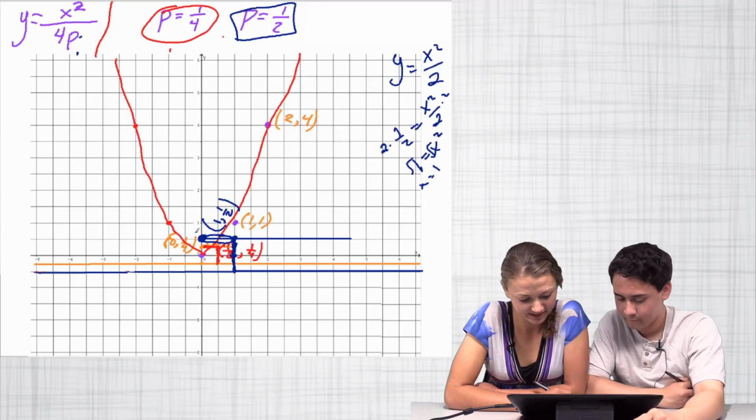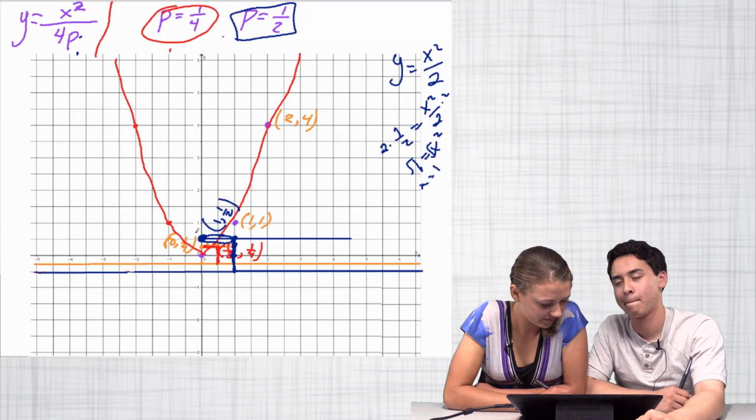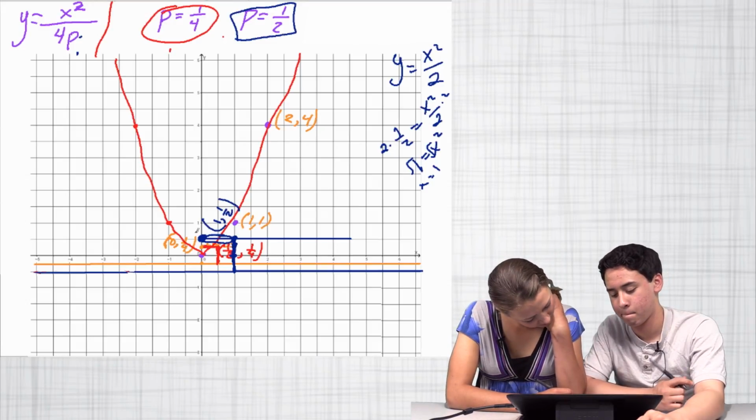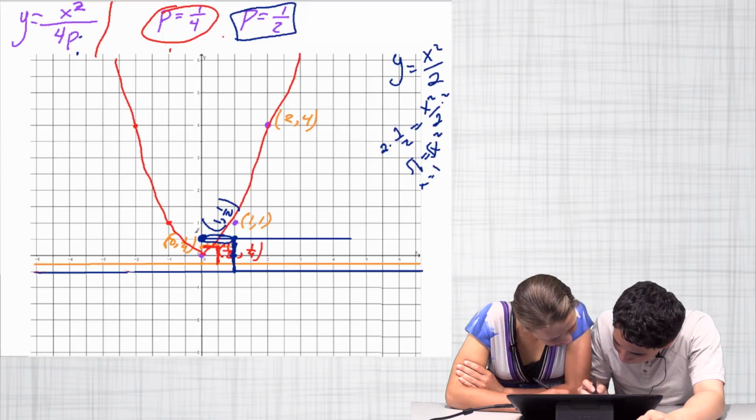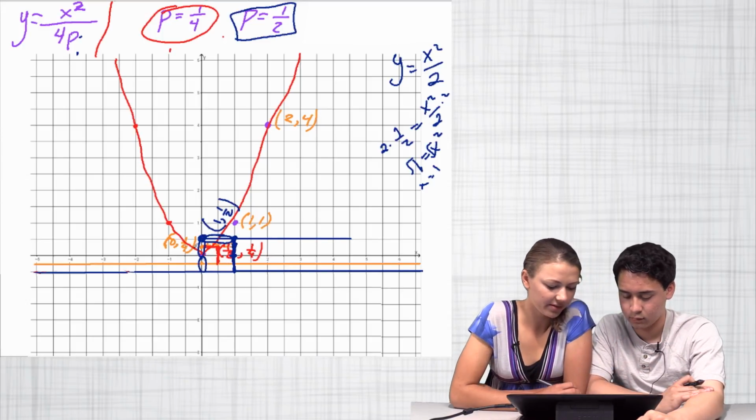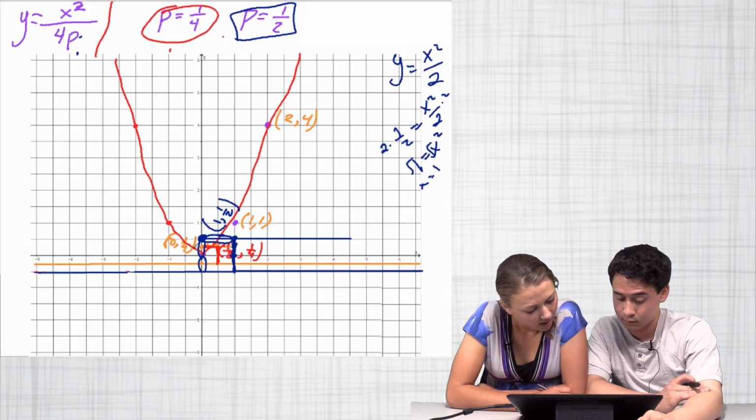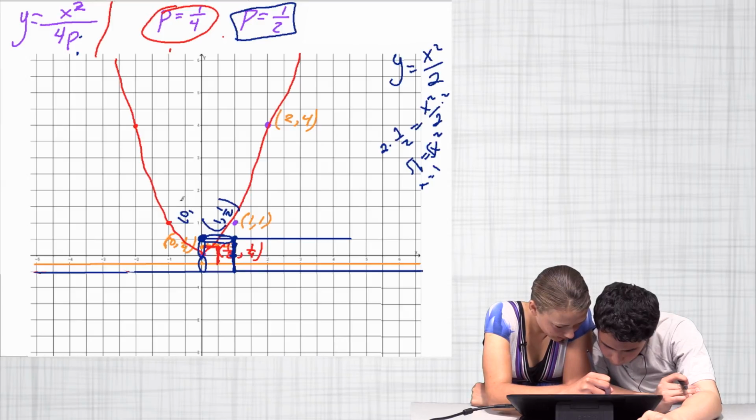Okay. So what's the p-value? What's the distance from the origin to the focus? 1/2. So then that's 1/2, and then that's 1/2. Okay. And what's the coordinates for the focus? The focus is 0, 1/2.